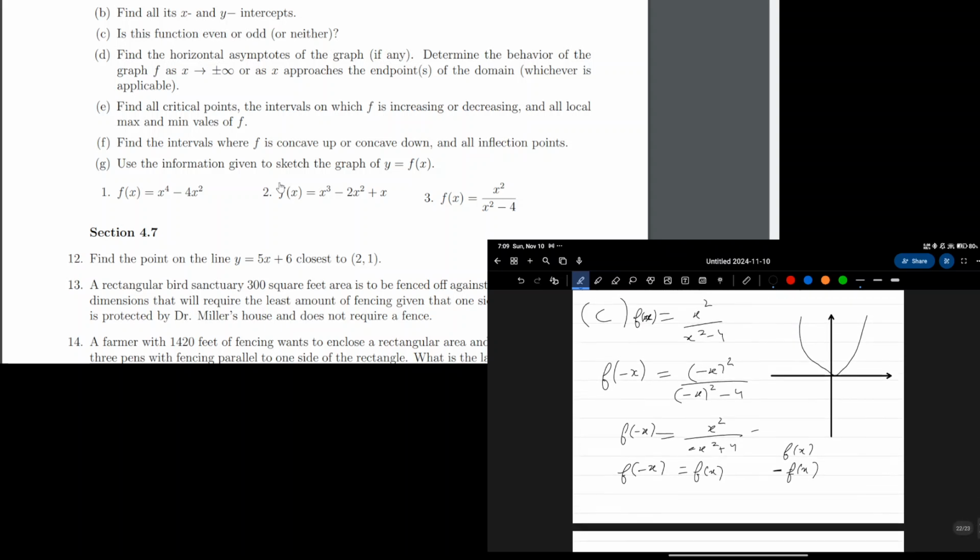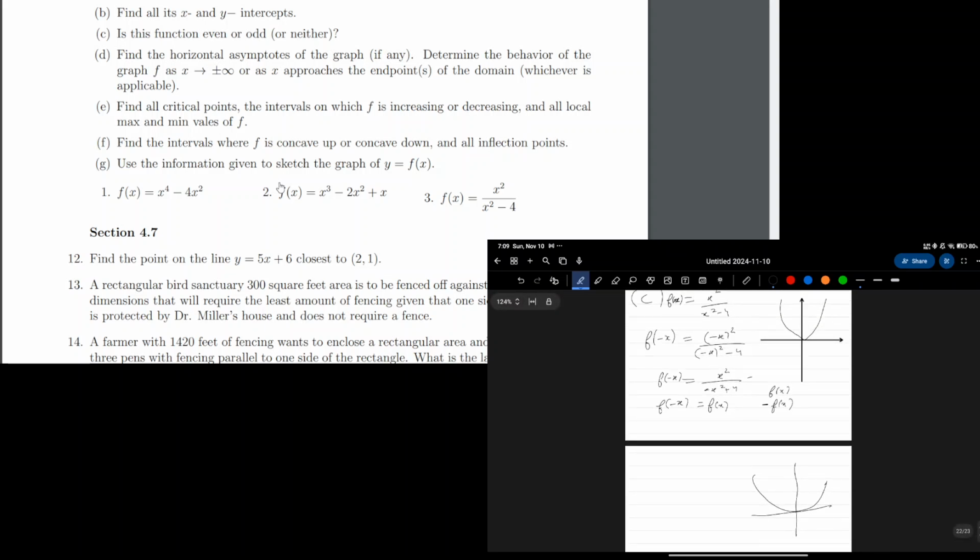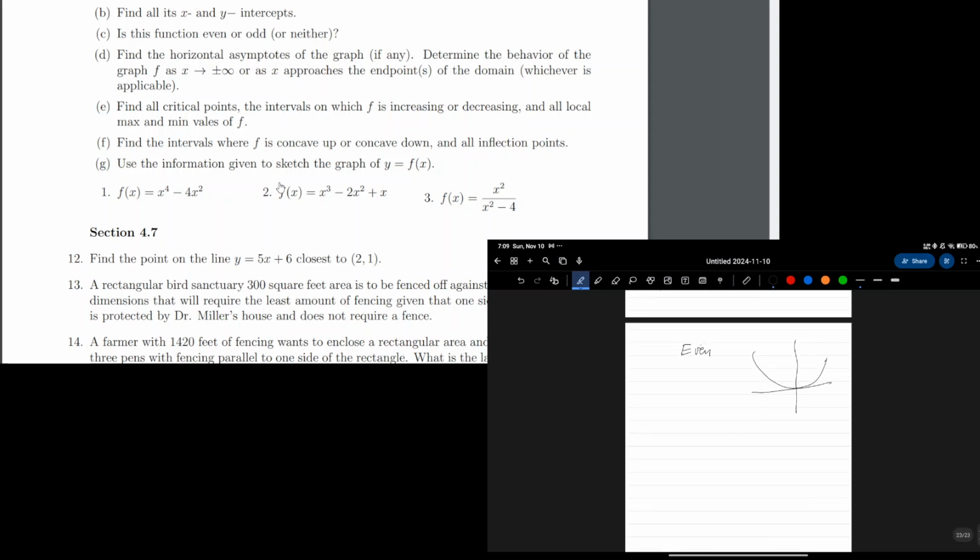All right. With this, we know that our function would mirror on the y-axis. Even. Okay. Now D.